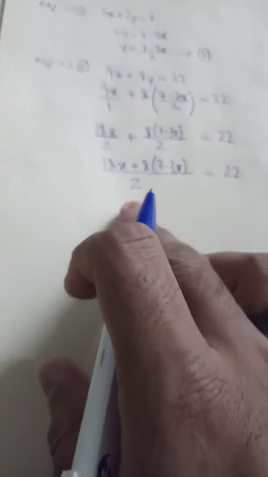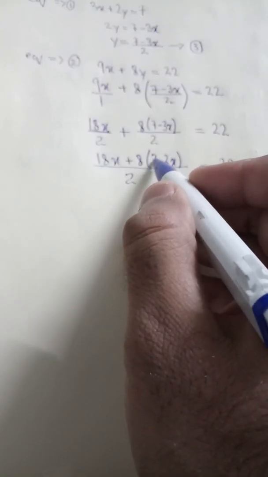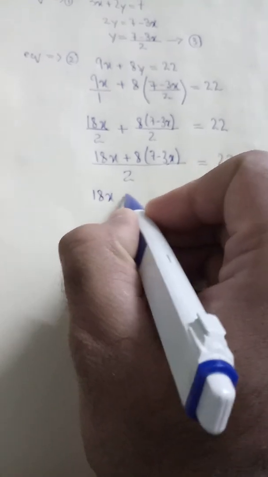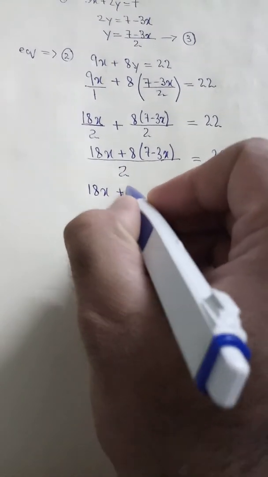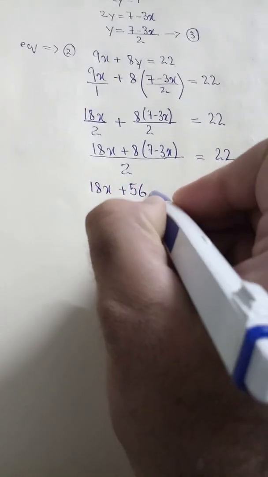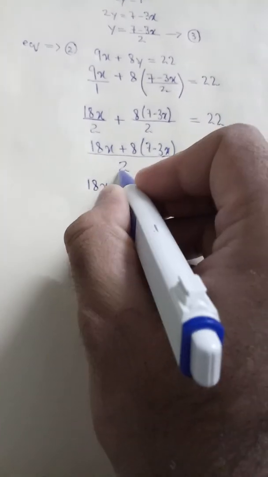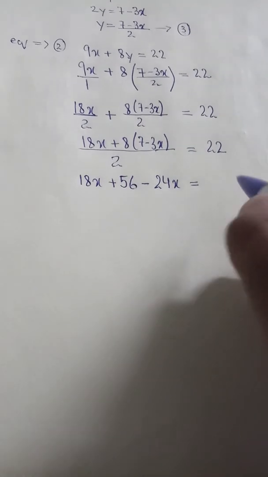This 2 is being divided on this side. I will shift this 2 to this side, so it will be multiplied, and I will also multiply this 8 with this bracket. I will expand it. This 18x as it is. This 8 when multiplied by 7, 8 sevens are 56, and then plus, minus, minus, and 8 threes are 24x, and this 2 will go on that side. It will be multiplied with 22, and my answer will be 44.